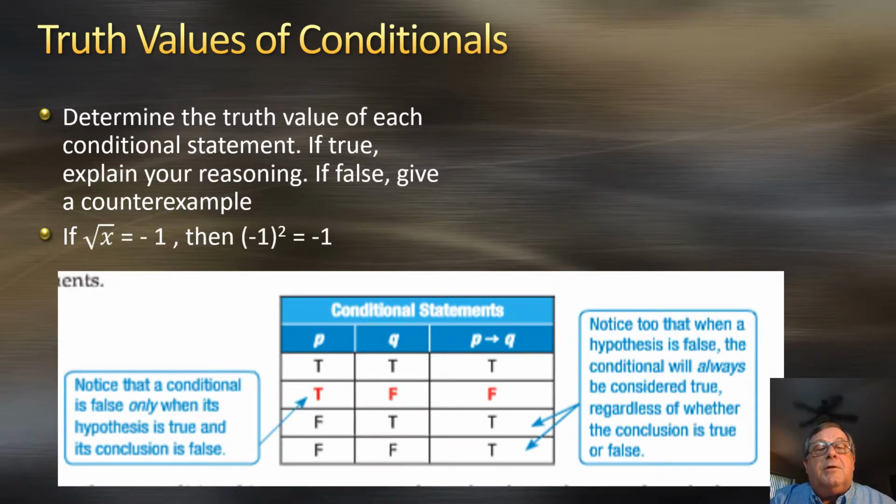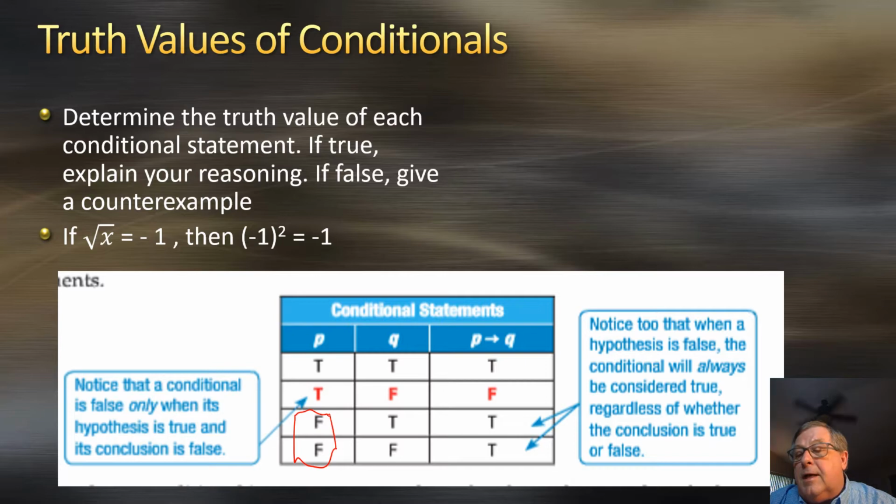So here again, we're asked to determine the truth value of this conditional statement. If true, explain your reasoning. If false, give a counterexample. So we start off with the hypothesis. If the square root of x is -1, well, the square root of x cannot equal -1. So that is a false statement. Now, look right here. Just by virtue that the hypothesis is false, we're going to say the conditional is true. Now, if that's not bizarre, I don't know what to tell you.